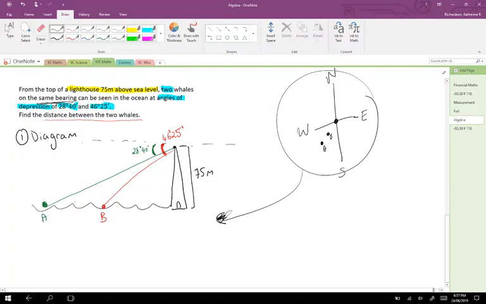Our next video is going to look at what we need to find in order to know what we're actually trying to find in the question, which is this distance here.